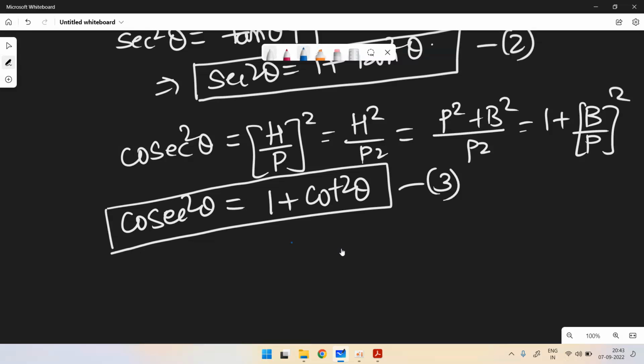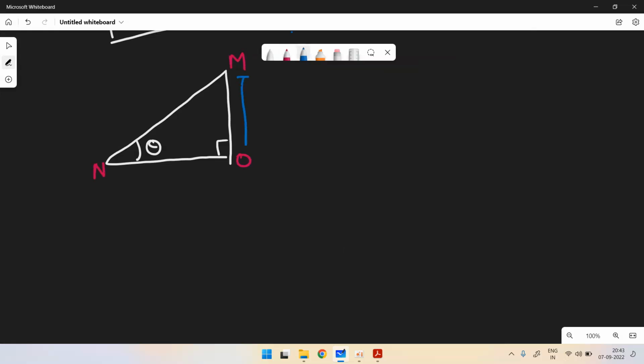Now let me again draw this diagram. Now the diagram was this. So my theta. This is theta. I'm making MON. This is in front of theta. This is my perpendicular. Below theta is my base, and this is my hypotenuse. Now, what is sine theta? It is perpendicular by hypotenuse.